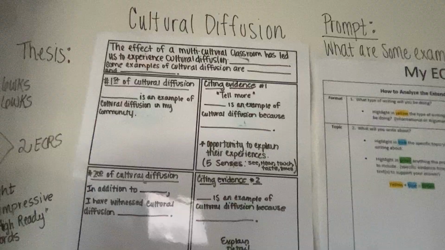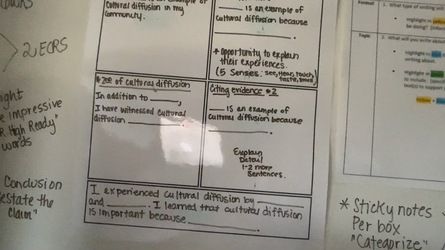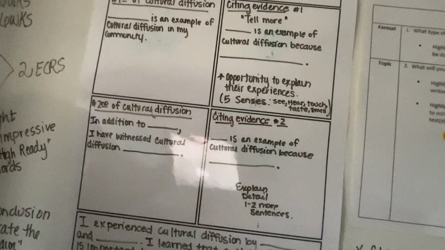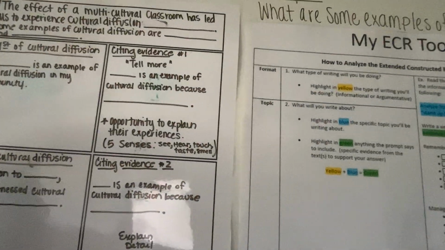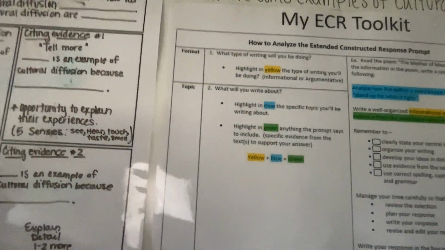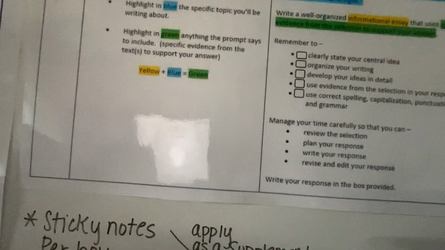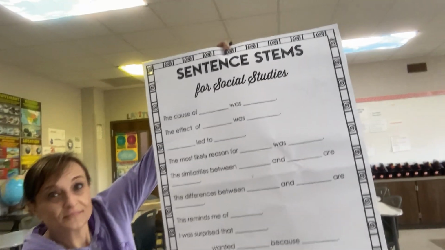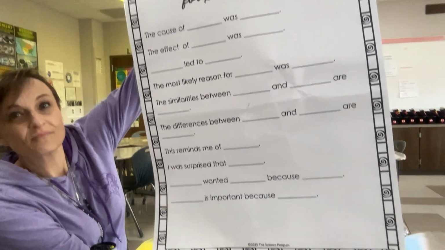Our cultural diffusion right here. Sorry, Dr. Castilla, I know you can't read backwards. If you can, you are thebomb.com. Here's our sentence stem. And this is the template, the ECR format. And over here, these are our sentence stems used for social studies that are posted in all of our classrooms.